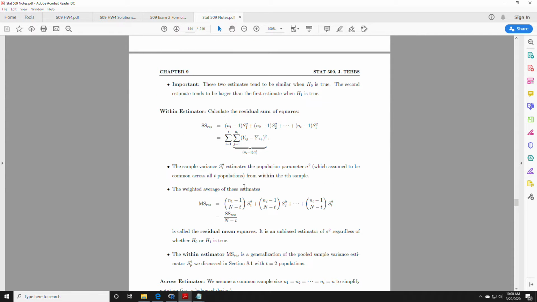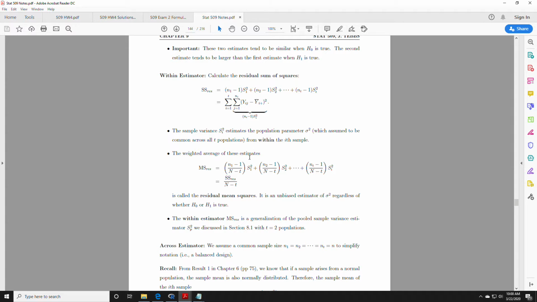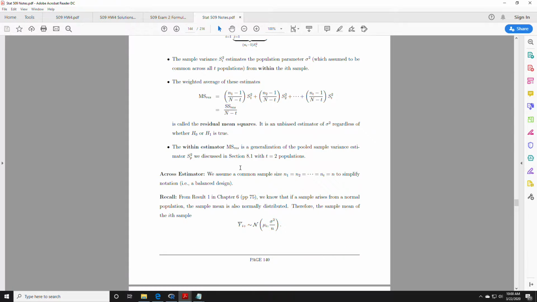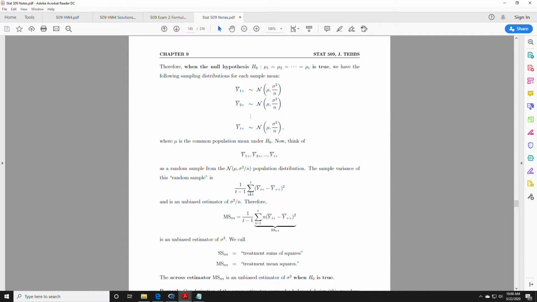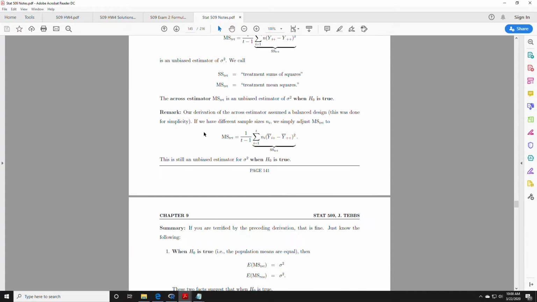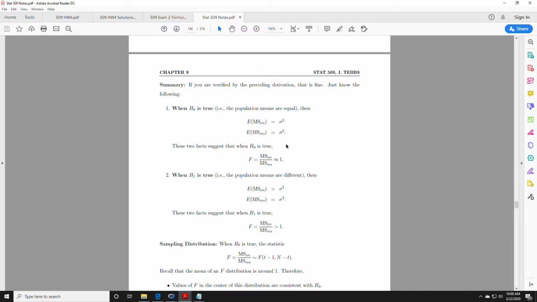Again, I'm going to try to omit this stuff for the most part, but getting down to how the method works, we have these two quantities. We have what's called a treatment mean square, and we have what's called a residual mean square, also referred to as an error mean square.